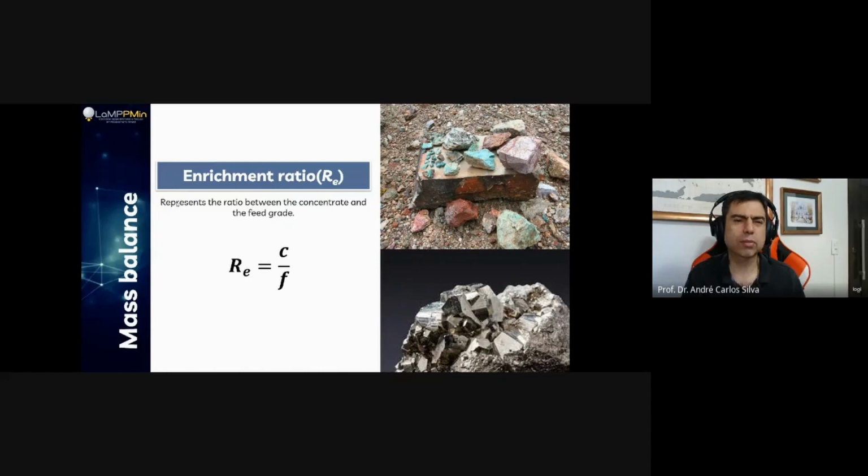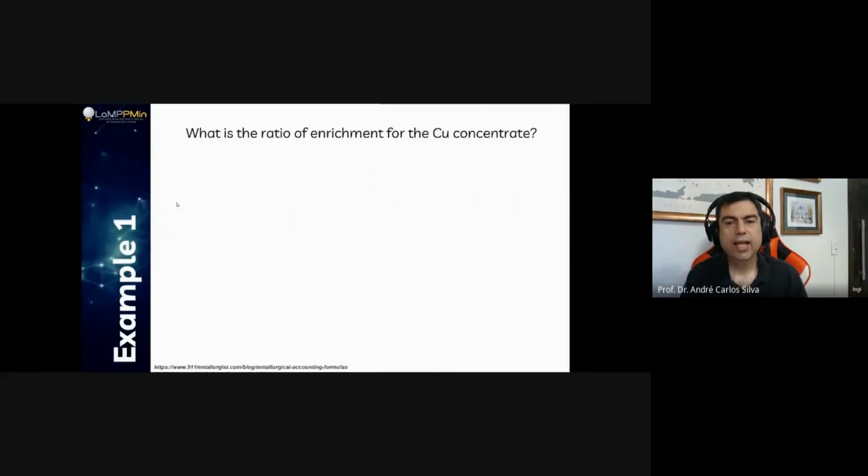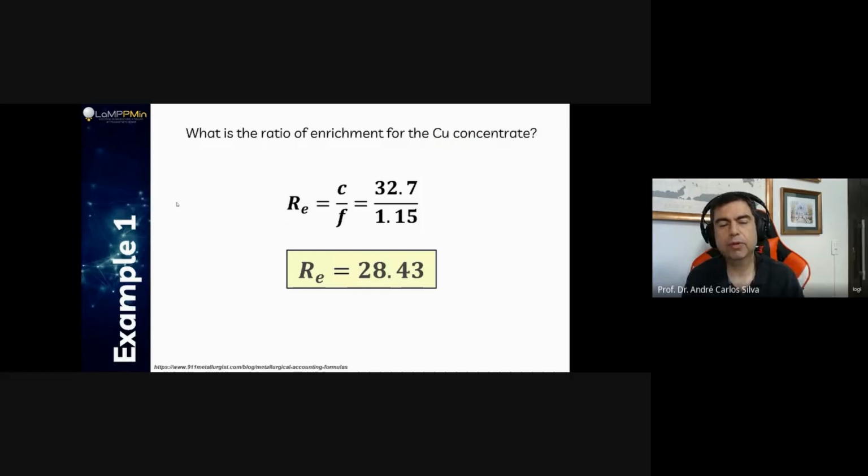When we talk about gold, normally we talk about grams per ton, GPT, or ppm, which is the same, but people prefer to say GPT. And how about our first example again? Could we calculate the ratio of enrichment, the RE? Definitely. I just have to divide the concentrate grade by the feed grade, and I'm going to have something like 28, 28 times richer. So that's the figure that I have to keep in mind.